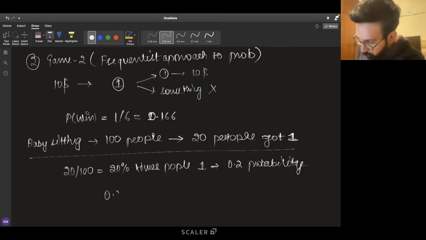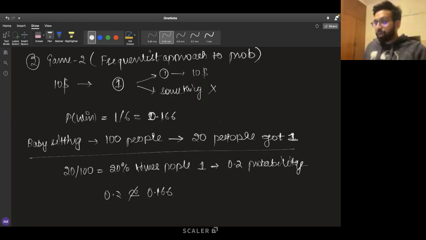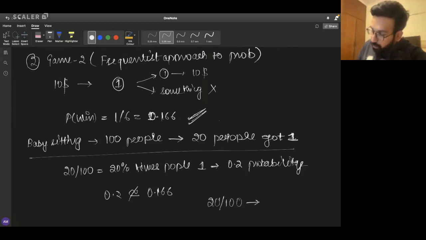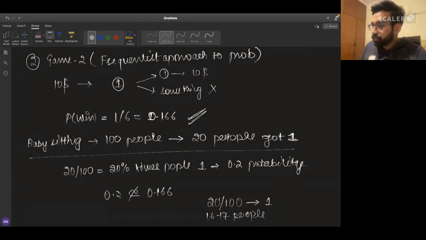Now 0.2 is not equal to 0.166. So can you guess what is happening here? At least from our calculations, we saw that the winning probability is 0.166. But your experiment, let's call it a simulation, tells you that 20 out of 100 people got 1. Whereas as per your expectation, around 16 to 17 people should have gotten 1. What is wrong here? Answers in the chat.